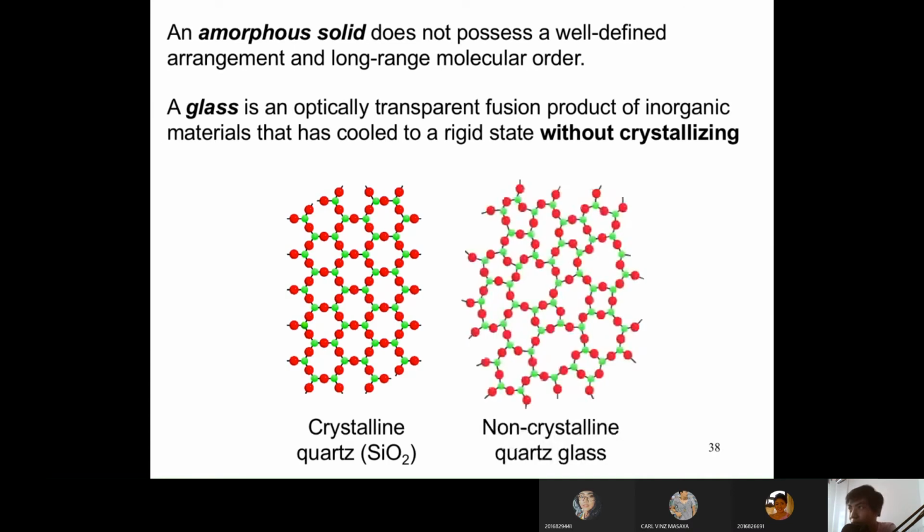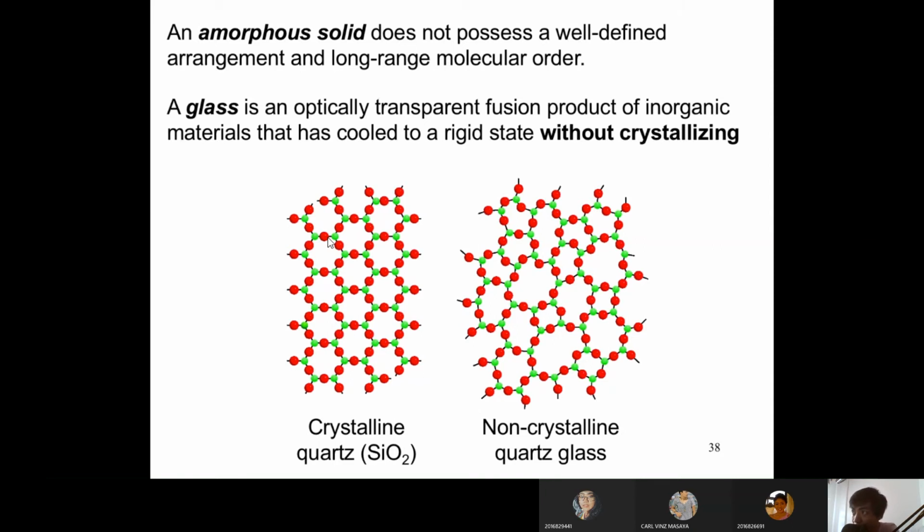So amorphous solids, ito yung mga marurupok, no? Sabi ko nga, yung chalk, yung baby powder, yung nasa makeup ng babae, so yun, yung milko, yan ay mga amorphous solids, no? So yan. So they do not possess arrangement, no? They do not possess well-defined arrangement and long-range molecular order.